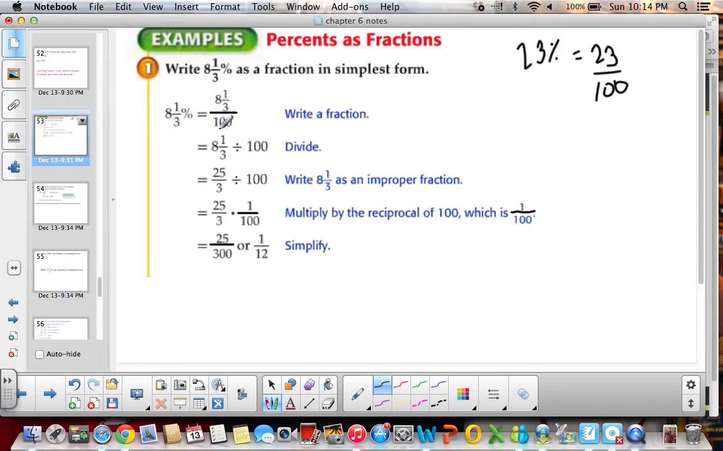So write it over 100. Write it out as division. Change our mixed number into an improper fraction and flip our second number, or our keep, change, flip it around, and then multiply.